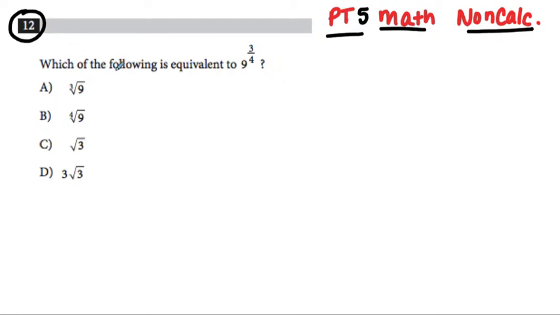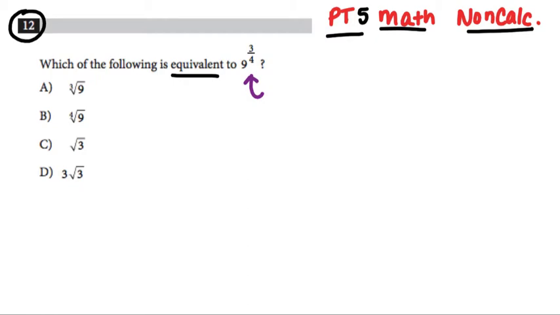So the SAT loves to ask for equivalent expressions. They're not asking you to solve or evaluate. They just want something that is equivalent or can be rewritten in a different way. And we've looked at lots of examples like that, but this one involves rational exponents. Rational exponents is just a mathy or more complicated way to say a fractional exponent. So a number raised to a fractional exponent.